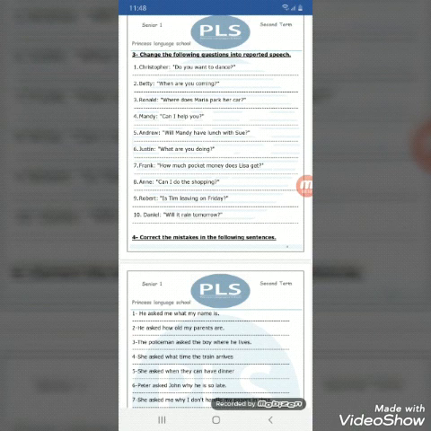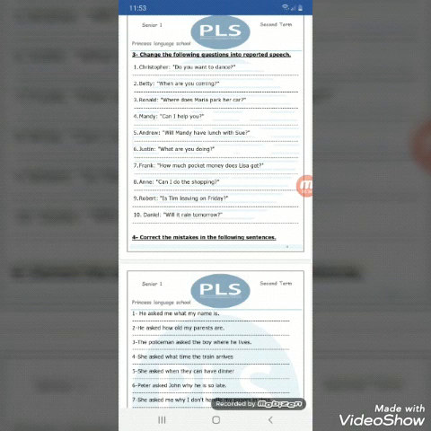Okay, change the following questions into the reported speech. Christopher, do you want to dance? Okay, first of all, you have to know a very important note, that in the regular sentences that we have in grammar, when we turn a statement into a question, we make inversion, so that we have the verb before the subject. But in the reported speech, I don't do this. The subject remains before the verb, and this is a very important note you have to understand. Okay?